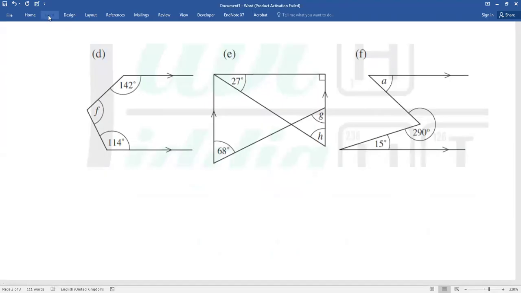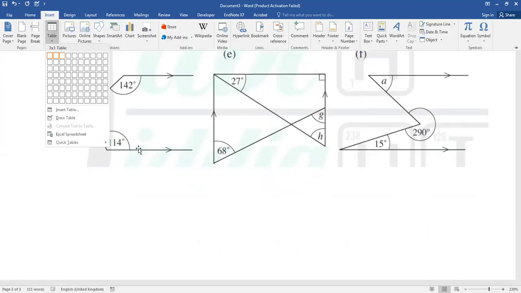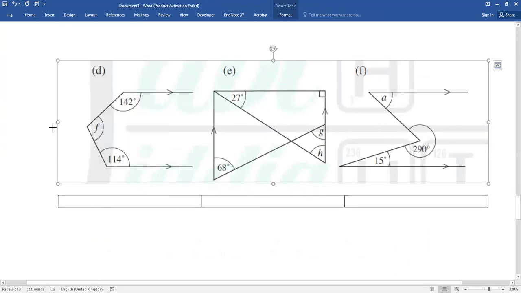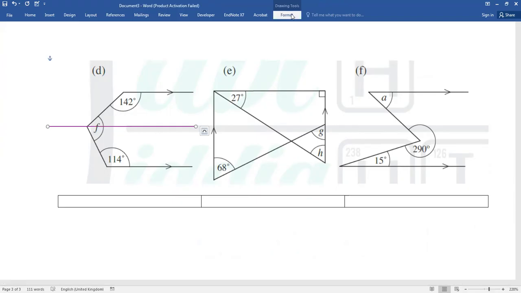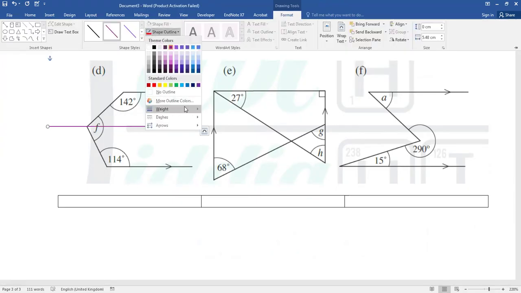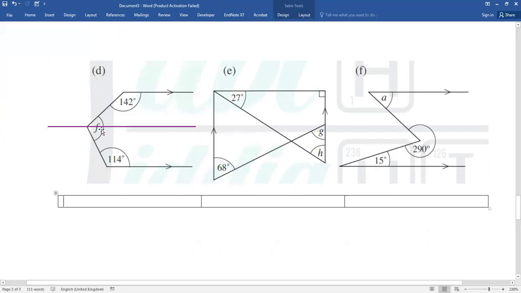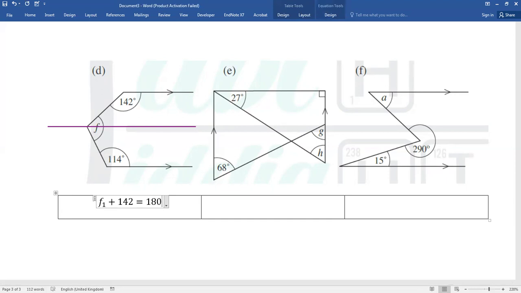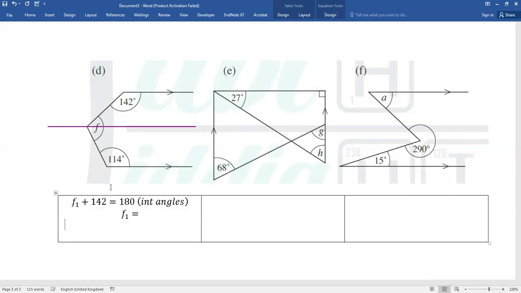Now what about part D? How do I find F? Sir, should we do imaginary lines? Imaginary parallel line. And then what? We will minus it by 180, no? Very good. We'll subtract it from 180. This part of F, let me call these two parts F1 and F2. So F1 plus 142 is 180, and the reason, if you want me to write it, is that they are interior angles, aren't they? So what is the value of F1?